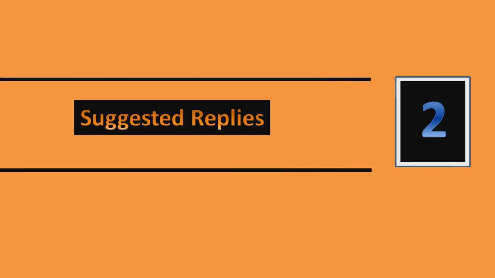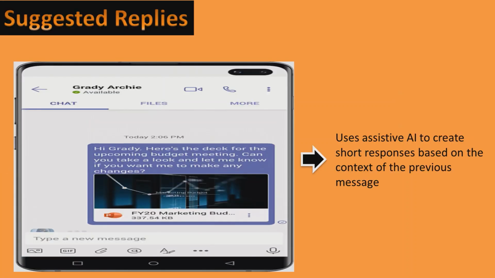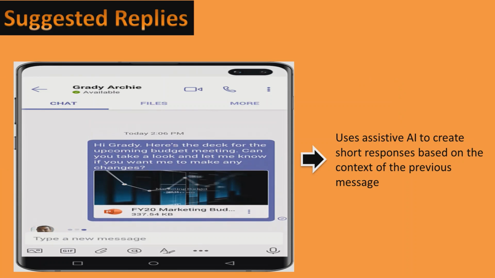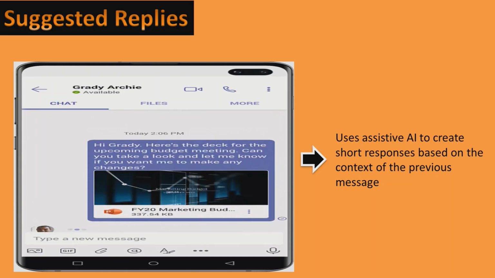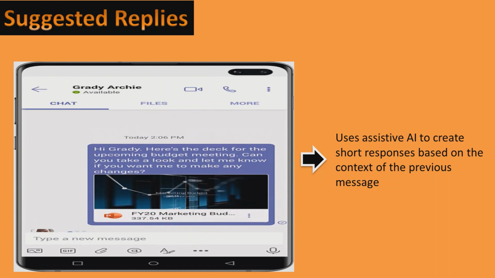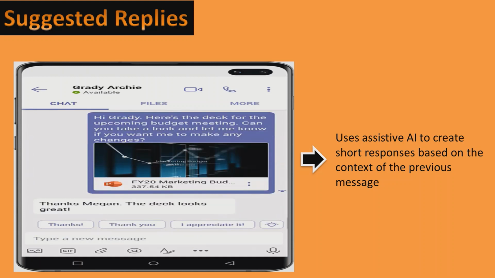The next one we're going to see is suggested replies. What does that mean? While we were chatting, there are some responses which are mostly common, like I appreciate it, thank you, and so on. Like the way it is shown in the image here. Thanks, Megan, the deck looks great. The next response can be thanks, thank you, I appreciate it. So we can select one of them. This is actually done using assistive artificial intelligence. Based on the context of the previous message, this will assist you with some suggested replies on its own. You can just click and respond back without even typing it.